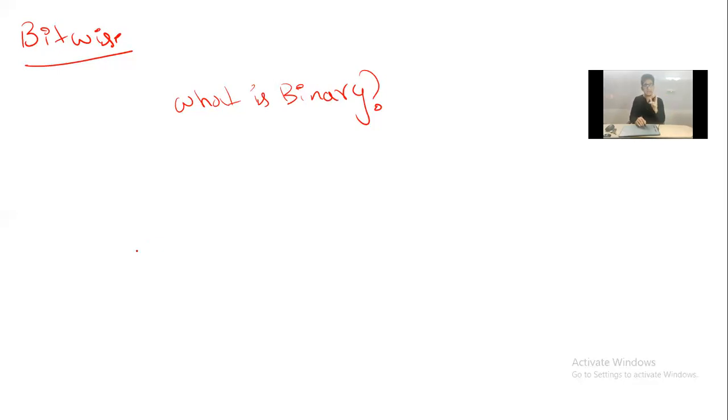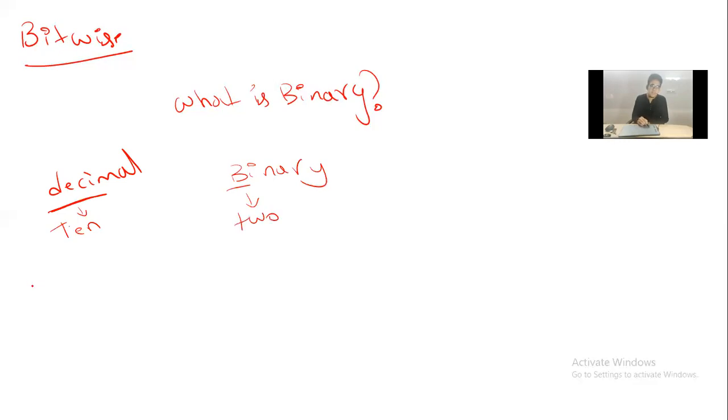Binary, bi means two. There are two symbols, 0 and 1. Decimal, deci means 10, so 10 symbols are there. I hope it is very easy to understand. In decimal, the symbols are from 0 to 9. In binary, bi means two, and the symbols are 0 and 1. So this is how the situation is.